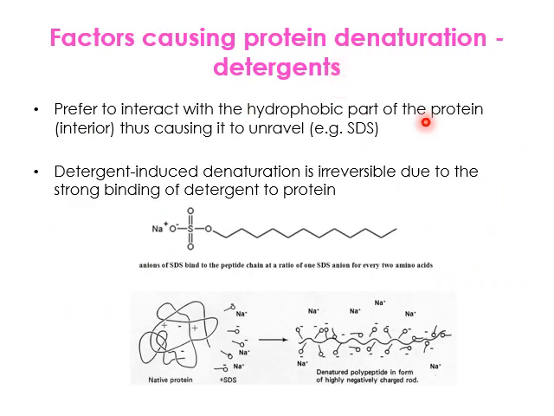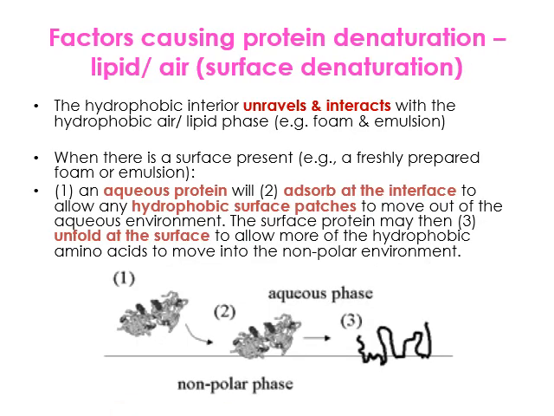Detergent can also cause protein denaturation because detergent prefers to interact with the hydrophobic part of the protein due to its hydrophobic tail. Detergent-induced denaturation is normally irreversible because of the strong binding of detergent to protein. In protein extraction, sometimes the addition of detergent is favorable because it increases the solubility of the protein, but the side effect is that the protein becomes denatured. It can also be denatured due to surface denaturation by the presence of lipid or air.